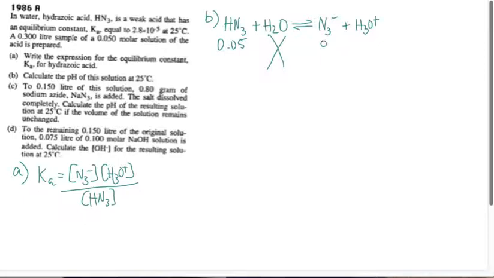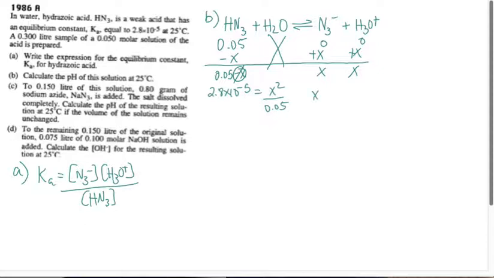So this is 0, 0, minus x, plus x, plus x, 0.05 minus x, x, and x. I can drop this x. Because I already have my Ka down there, I don't need to rewrite it. 2.8 times 10 to the negative 5th is equal to x squared over 0.05. X then, which is equal to my H3O plus concentration, is what?